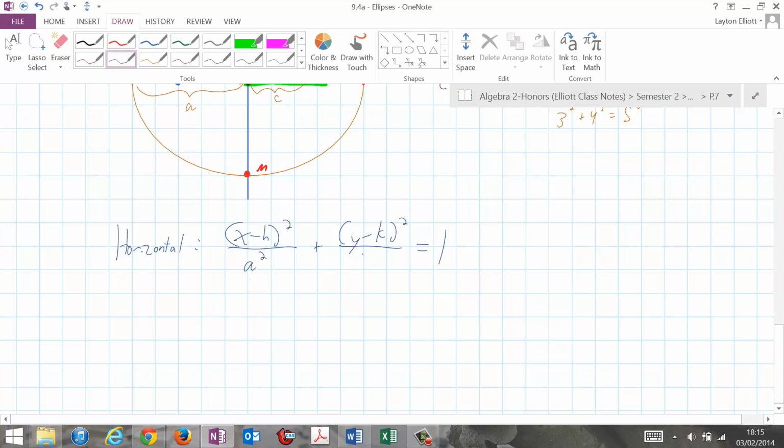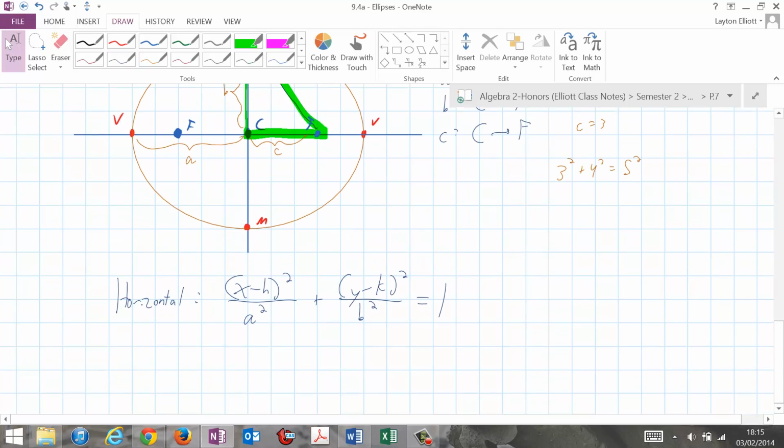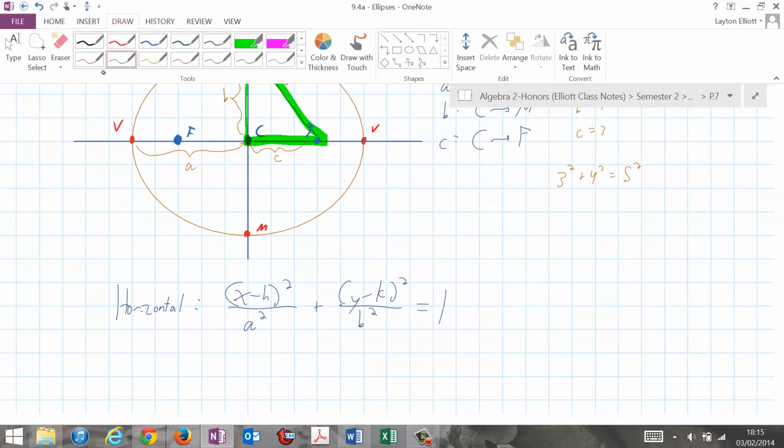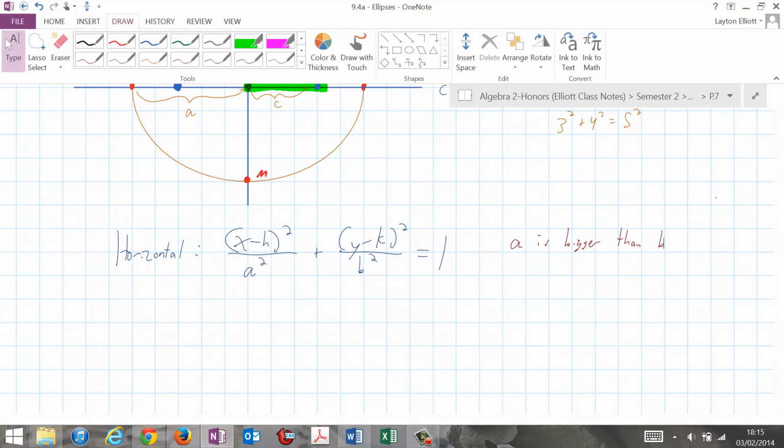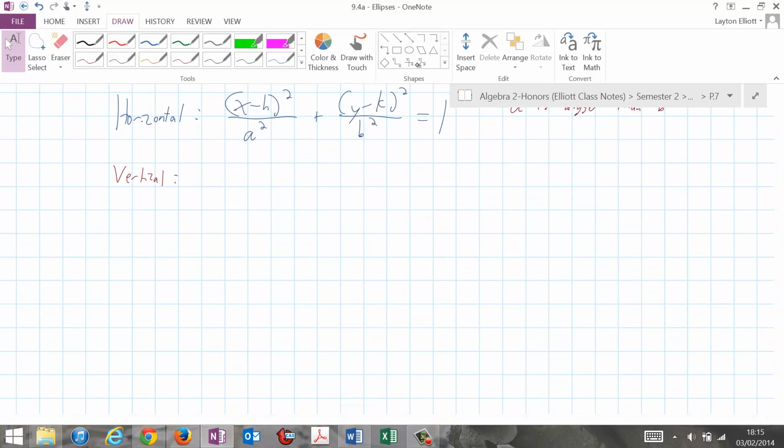I'm going to put a squared under x and b squared under y, and what denotes the difference between a and b is that a is bigger than b. A is the bigger one. We just call a the bigger one and b the smaller one. So if I want to make a vertical one, let me just do an example really quick of a vertical one. I'm going to do another one.